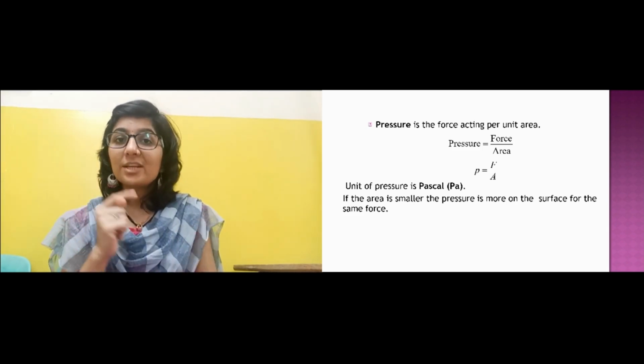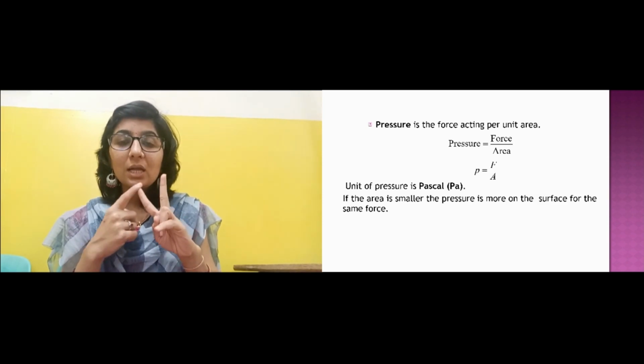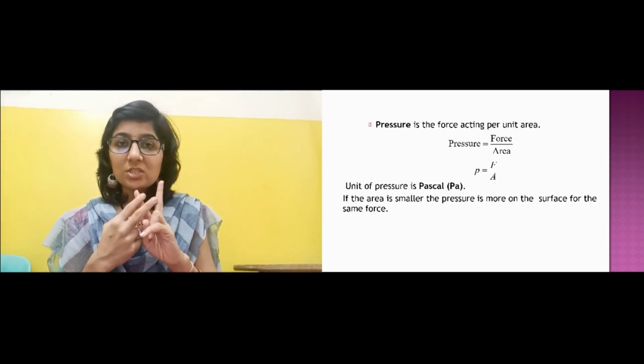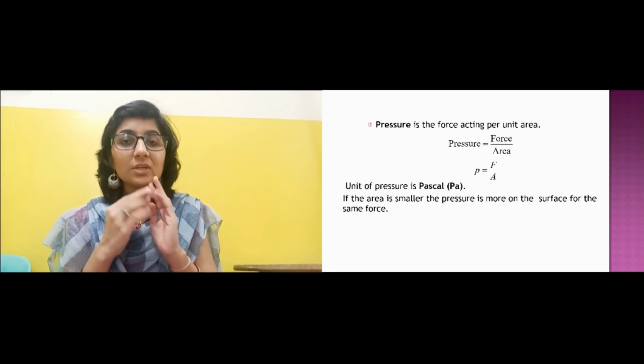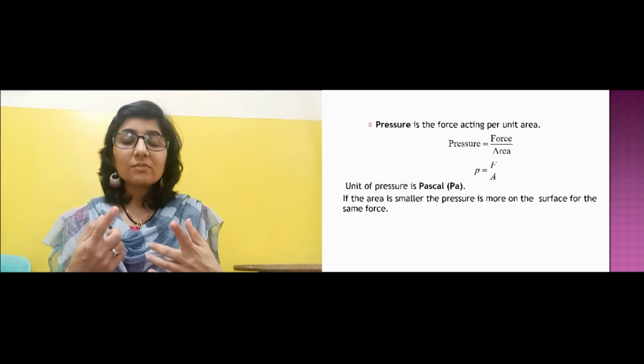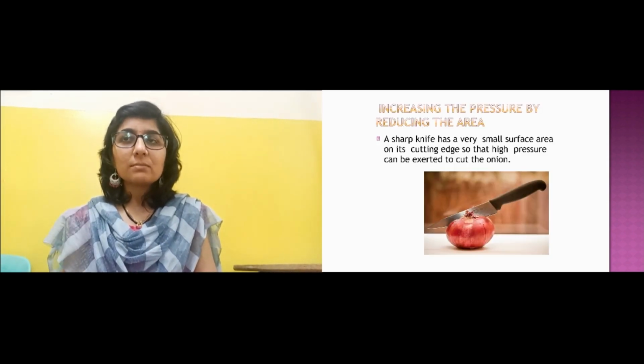इफ द एरिया इज लेस प्रेशर इज मोर. Area is more, pressure is less. So it is opposite. Keep in mind, pressure and area. एक ज़्यादा है तो एक बड़ा हो, एक कम है तो एक ज़्यादा है, and vice versa. So if the area is smaller, then that object will have more pressure. Let us see few examples. So few examples of increasing the pressure by reducing area.